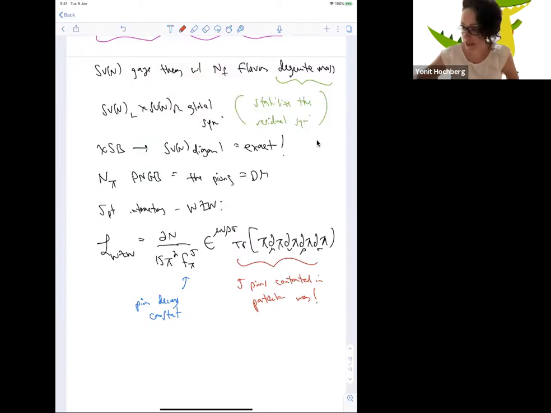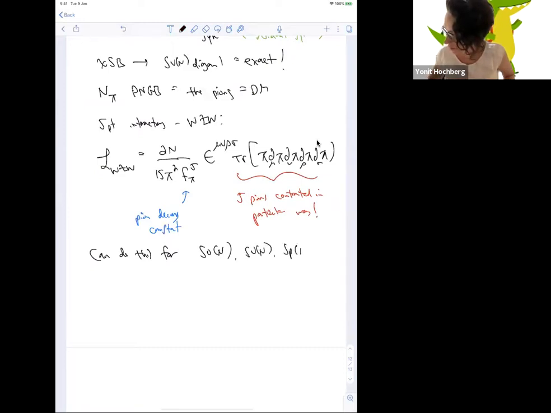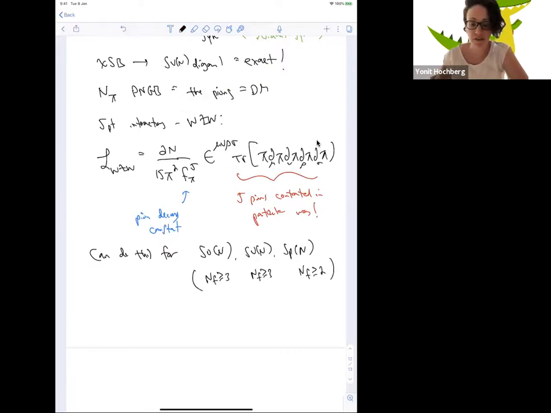And this little exercise that we just did for the SU gauge theory can be done in general. You can do it for the SO, or for the SU, or for the SP gauge theories. For the first 2 cases, in order for this term to exist, you have to have at least 3 flavors. And for the SP case, you just have to have 2 flavors, which are really just 4 Weyl fermions, okay?